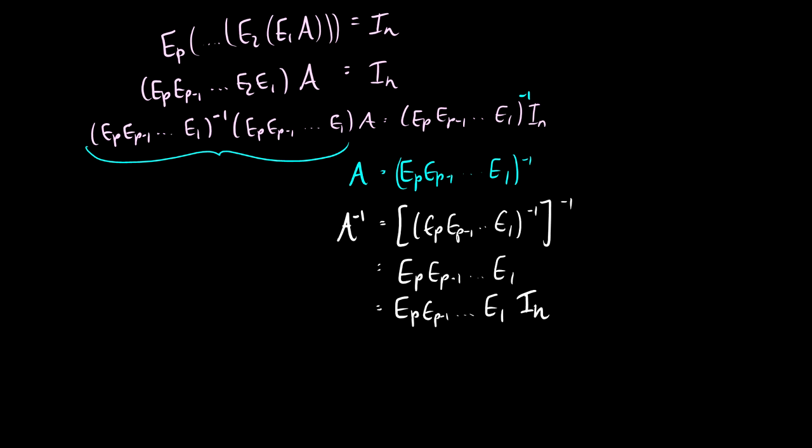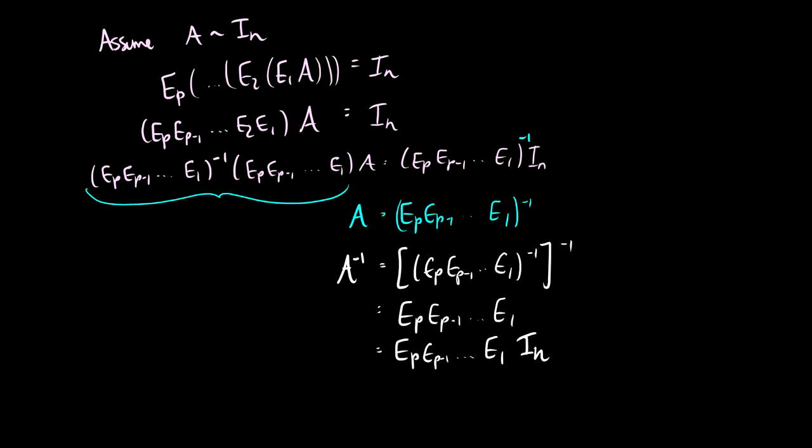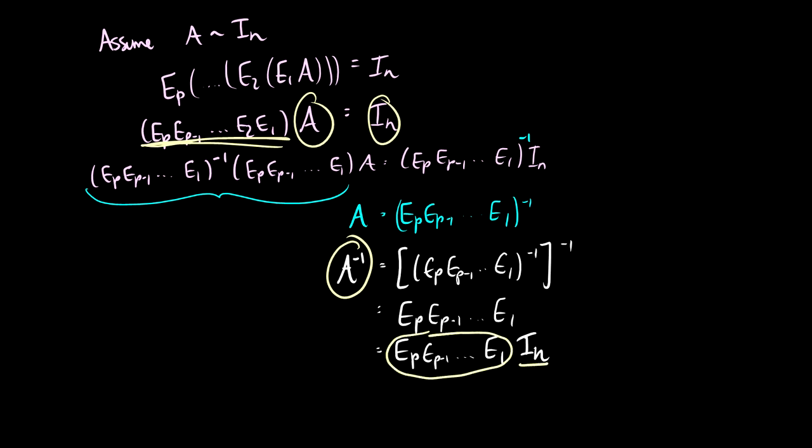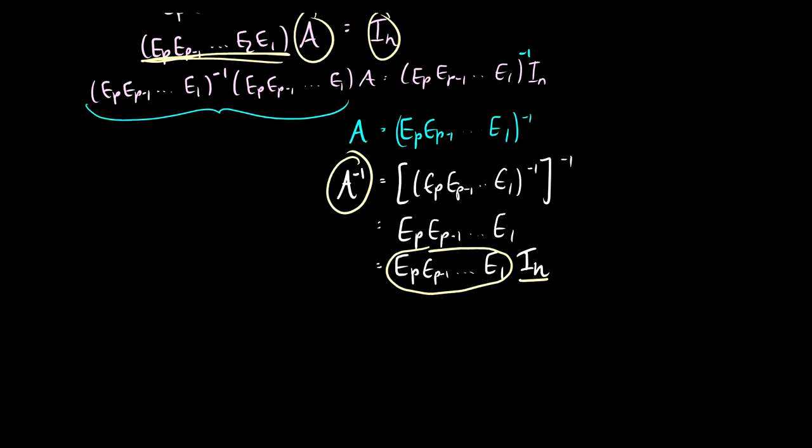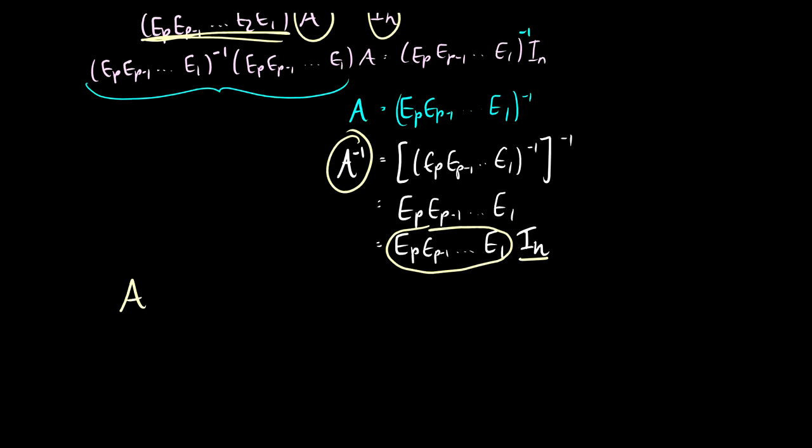So let's take a look here. The identity matrix is equal to all of these row operations times A, and the inverse is equal to all of these row operations times the identity matrix. So we have that if A goes to I_N, then simultaneously I_N goes to A inverse with the same operations, so the same order of operations.